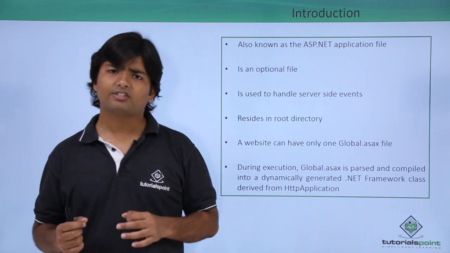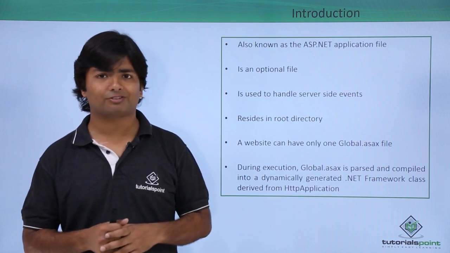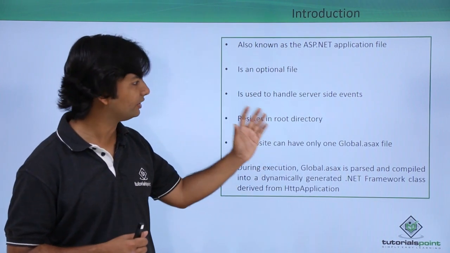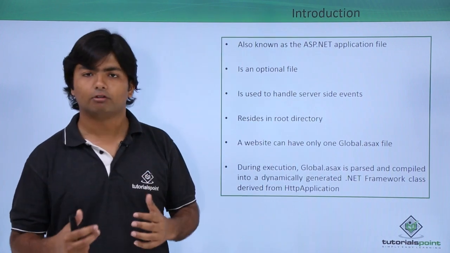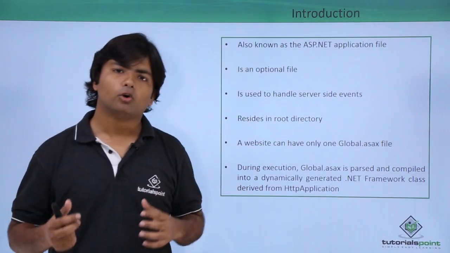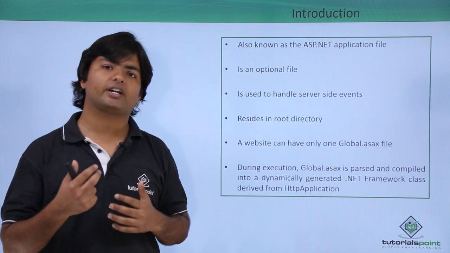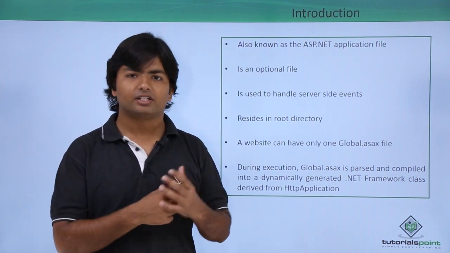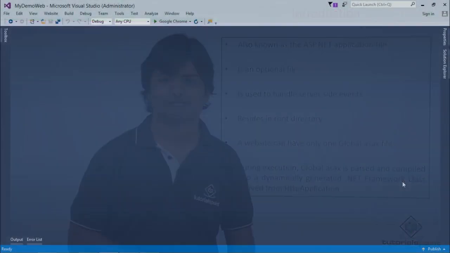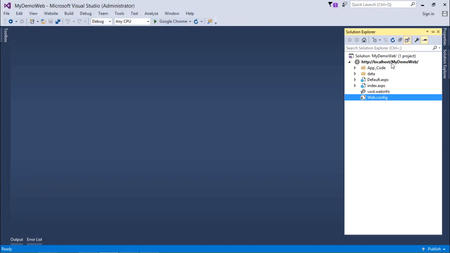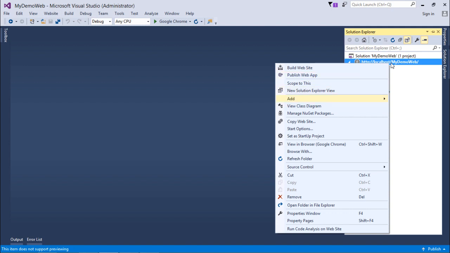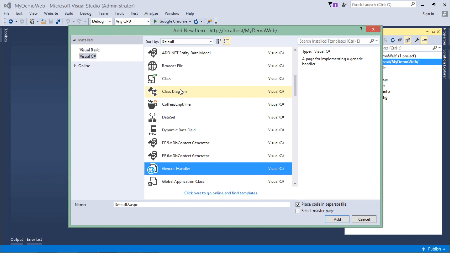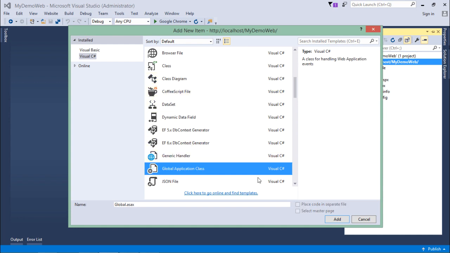So here, we'll start working with the global.asax file and we'll see how we can start defining the variables inside these server-side events, and how we should start using the different events provided by this global.asax. So let's start the implementation now. Let's come to Solution Explorer to add the global.asax file in the web application. For that, I'll come to add new item. And from this, I will add the global application class.